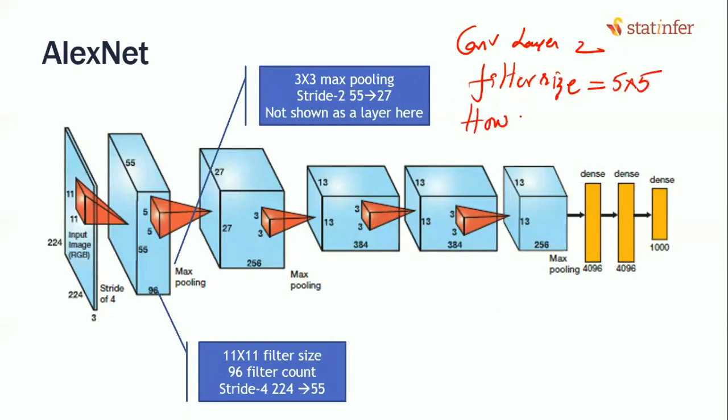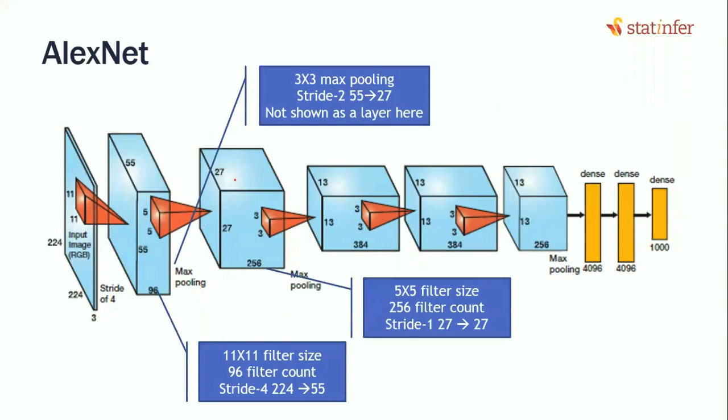How many such filters are applied in layer 2? That will give us the depth of the convolution layer. 256 such filters are applied. All right. Understood, everyone? Now, if I take 27 by 27 and apply max pooling on top of it, the size will be almost half, either 14 or 13. It is 13.